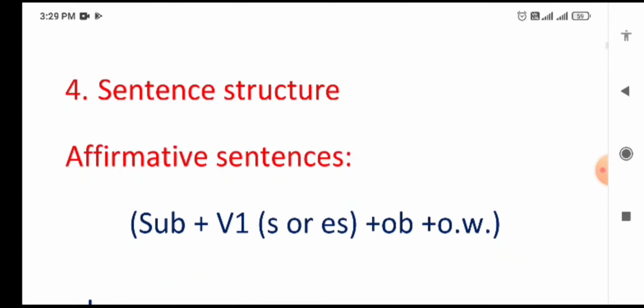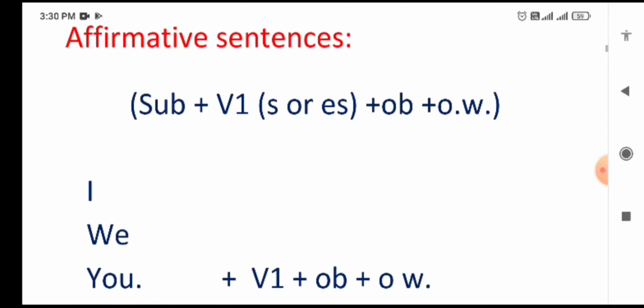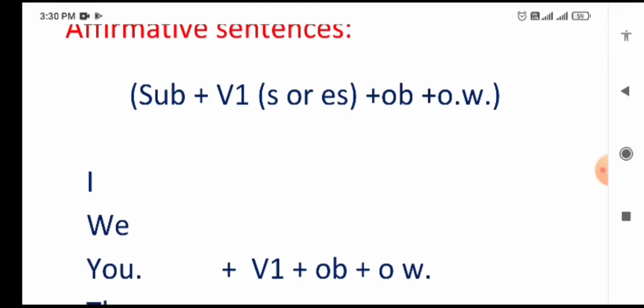Next question is how we make sentences in present indefinite tense. So, let us start to make sentences in this tense. Number 1. Affirmative sentences. Subject plus first form of verb with s or es plus object plus other words.